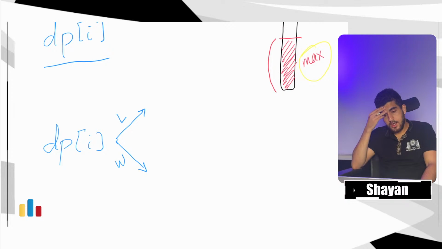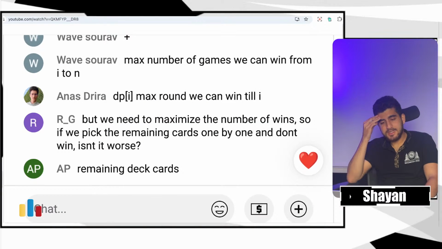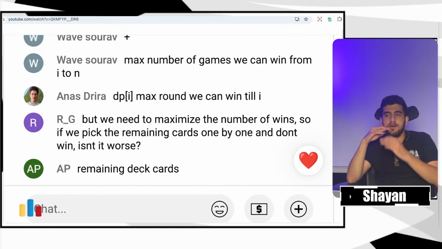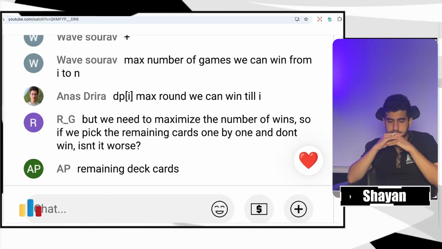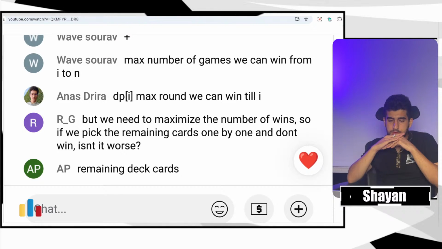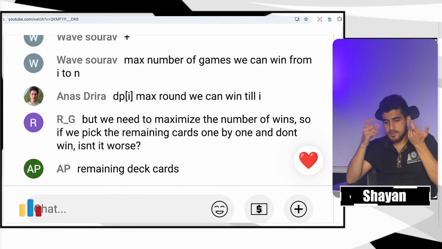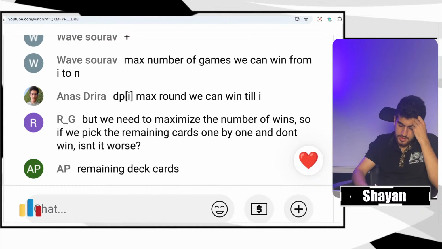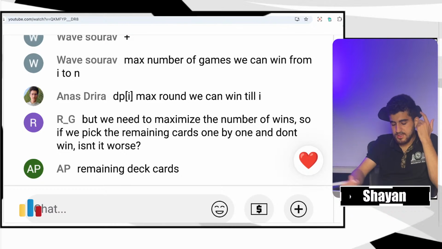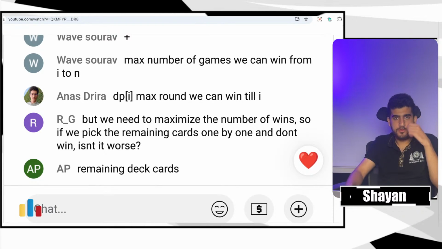How can we find out the maximum number of rounds that we can win if we lose the first round? We want to maximize the number of wins, so maybe it makes sense that in the first round we will lose, but in the next round we will win. For example, I will remove I, and then I take an interval such that their sum is between L and R, and I will win the next round.